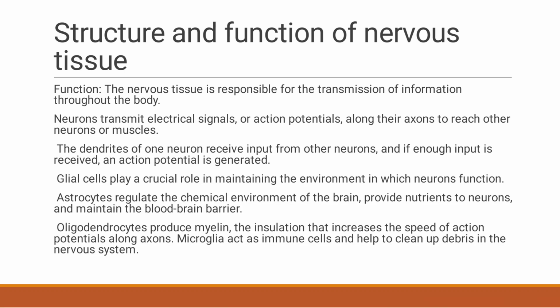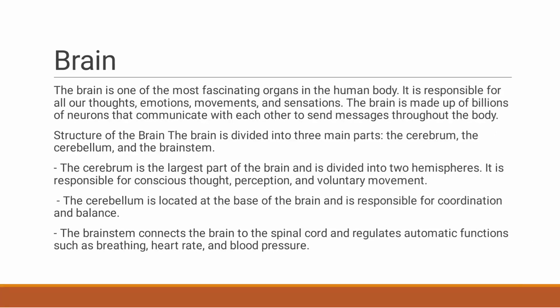The main types are astrocytes. These astrocytes regulate the chemical environment of the brain and provide nutrients to the neurons. They also maintain the blood-brain barrier. Then oligodendrocytes is another type, which produces myelin. That insulation increases the speed of the action potential in the axon. Then another type, microglia. This one acts as immune cells and helps to clean up the debris in the nervous system.